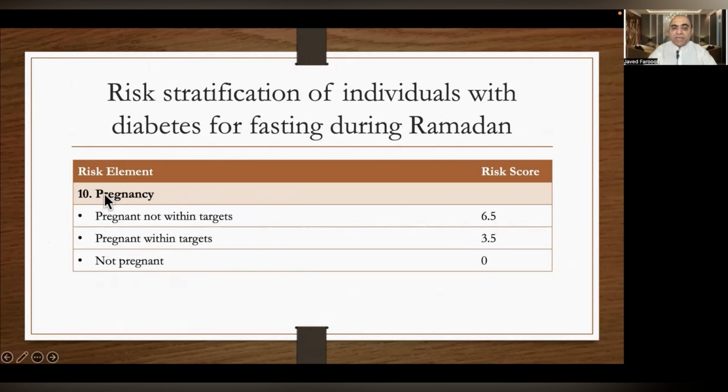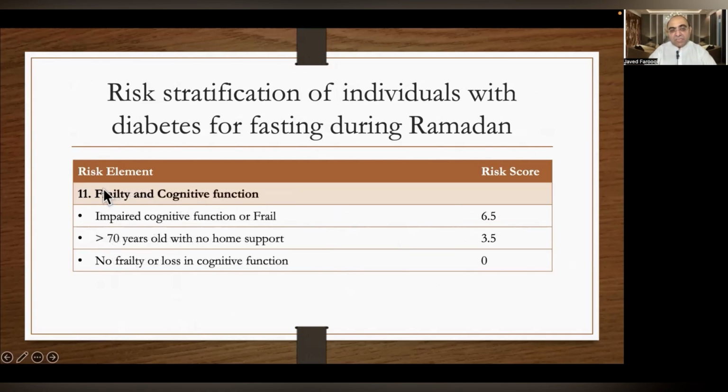Coming to the 10th element, the pregnant ladies. Female diabetic patient, not pregnant, 0 score. Pregnant within targets, 3.5. Pregnant not within targets, the sugar is not controlled, it is given 6.5.